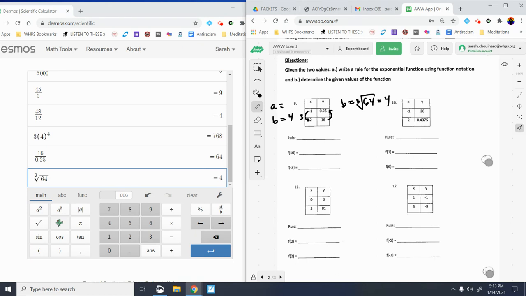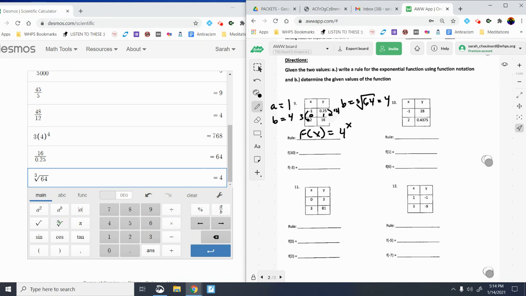To find a, I need the value at 0. If I was at -1 and I had to get to 0, I need to move forward in the table by 4. So I'm going to multiply 0.25 by 4, which brings me to 0. 0.25 times 4 is 1, so a is 1. So the rule is f of x equals 1 times 4 to the x, but you don't really need to write times 1, so it's just 4 to the x.